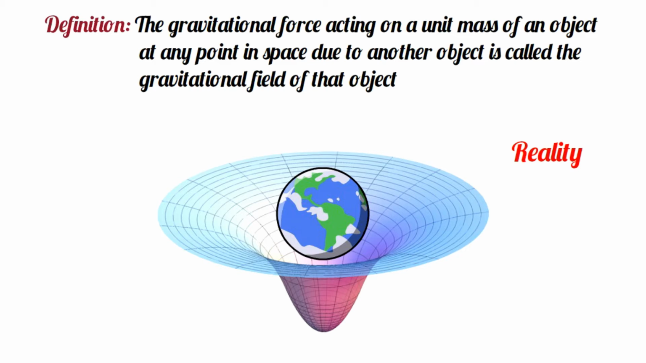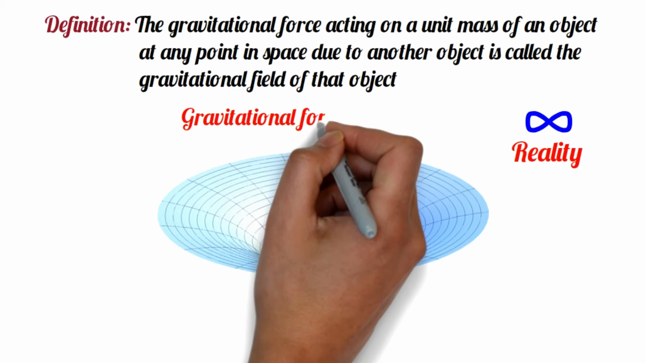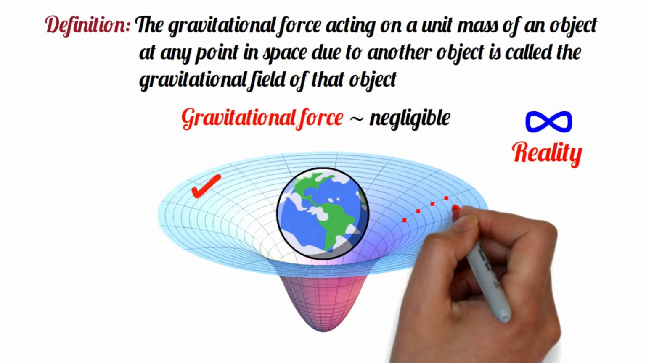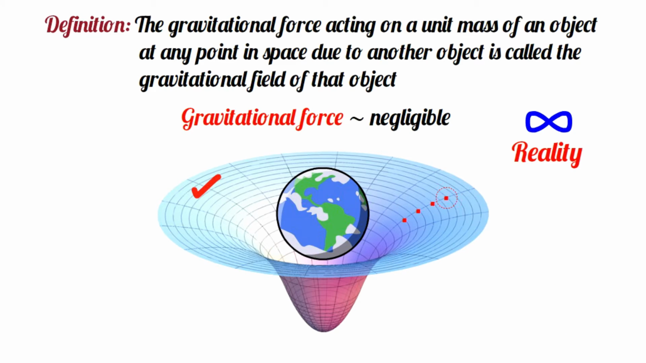In reality, the gravitational field of any object extends to infinite distances, but the region after which the gravitational force becomes negligible, that region is no longer regarded as the gravitational field of the object. Now, it is important, not only to mark a region as a gravitational field of an object, but also to measure the gravitational effect at each point in that region. That is why we measure the gravitational field intensity at a particular point in that gravitational field.